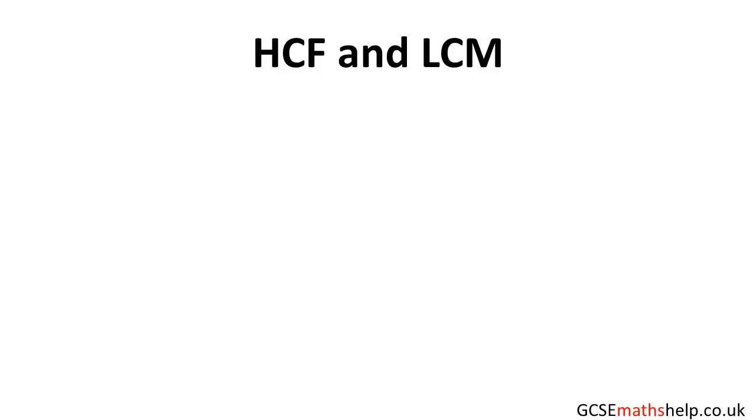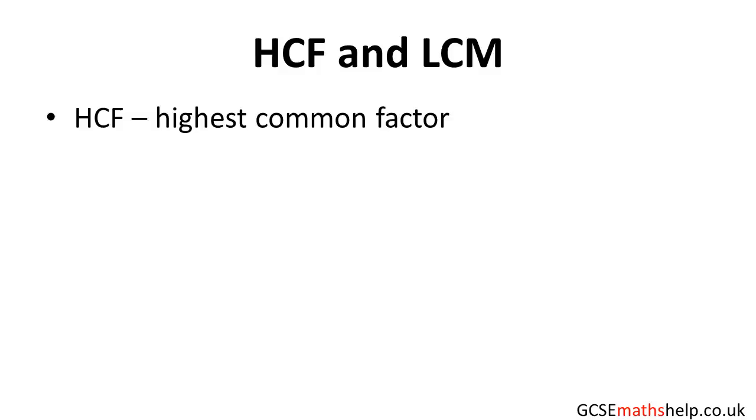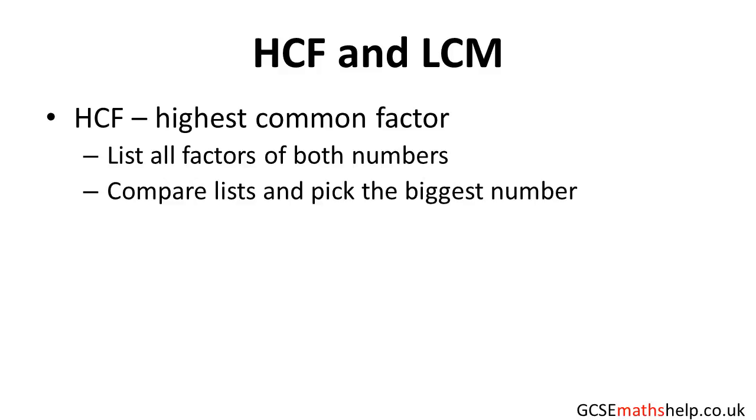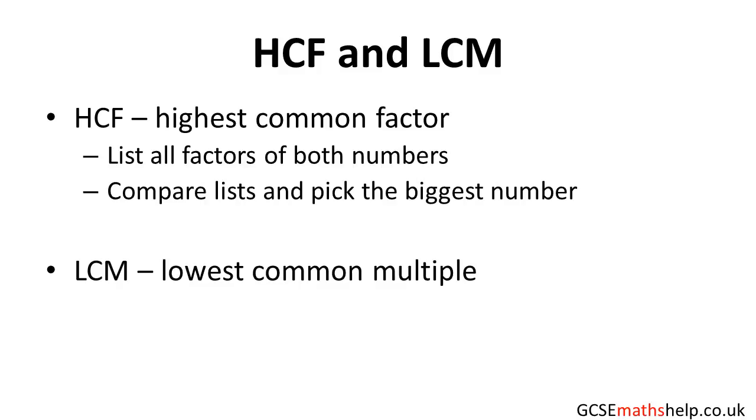Now let's look at HCF and LCM. The hardest thing about these things is you'll be asked to find the HCF of something and you might not remember what it stands for. It stands for highest common factor. So here, list all the factors of both numbers to begin with. So if it asks for the highest common factors of 8 and 12, list all the factors of 8, then list all the factors of 12. So remember to list them in pairs to make sure you catch them all. Next, compare both lists and just choose the biggest number. It really is that simple.